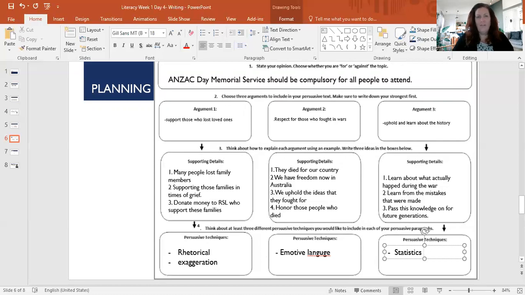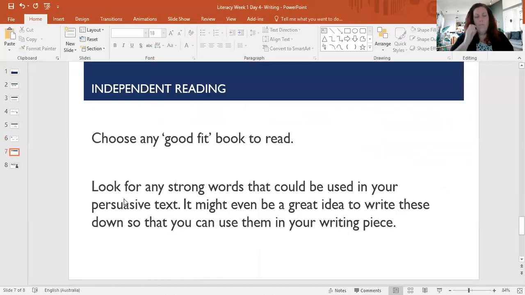So this is what we need to do today. What I'm going to get you guys to do, before you actually go into your plan, because we are doing literacy, I do want you to still do 15 minutes of independent reading. Now you're going to choose a good fit book, and then you're going to look for strong words, any kind of strong words that can be used in your persuasive text. It might be even a great idea if you have a piece of paper and you can write it down so that you can use these words in your writing later.